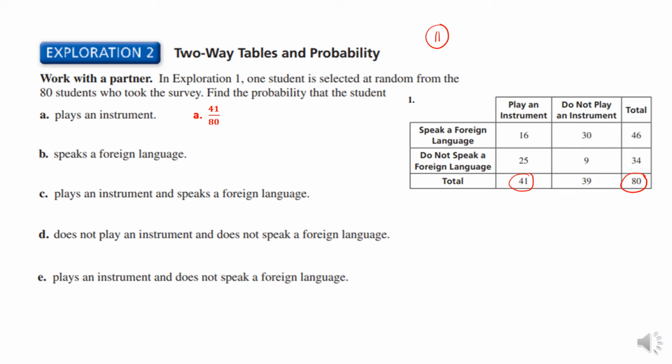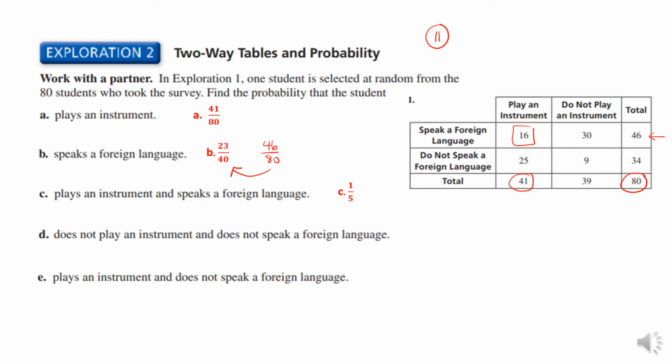So speaks a foreign language. That, remember, we're going to go to the total here. Now what I want you to notice is when you get this answer, it's different than mine because you probably got 46 out of 80, but remember, you always want to reduce your probabilities. Okay, so C would be does both, so that's going to be this answer. And again, that would be 16 out of 80, which reduces to 1 over 5.